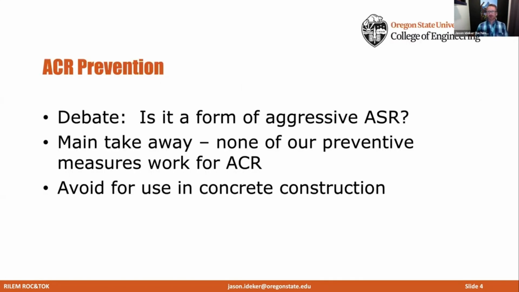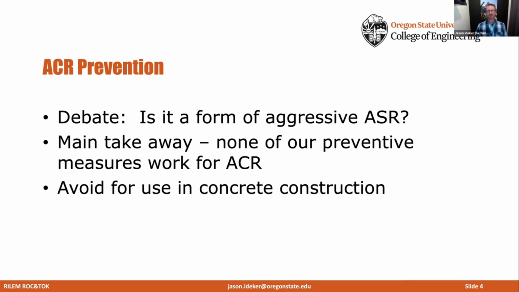So just a brief note on alkali carbonate reactivity and prevention. Well, there's a bit of a debate going on right now in our research area. Is this really just a form of aggressive ASR? I don't think it's been decided yet, but you can read some papers in the literature on it.